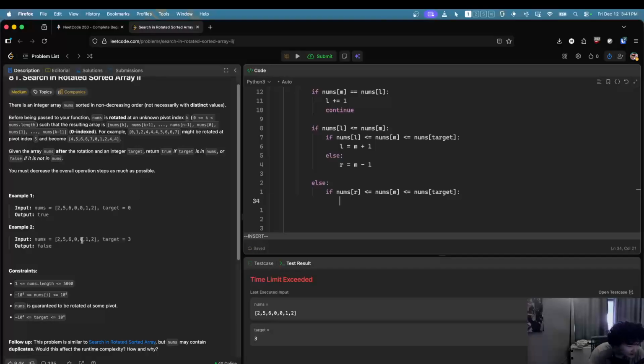Okay, does that even make sense? It doesn't make any sense. Hold on. So we're saying the nums of target, so target is 3. So yes, you're smaller, but the nums of R is bigger. So that literally makes no sense. Oh no, that's not true. So we're saying nums of R.